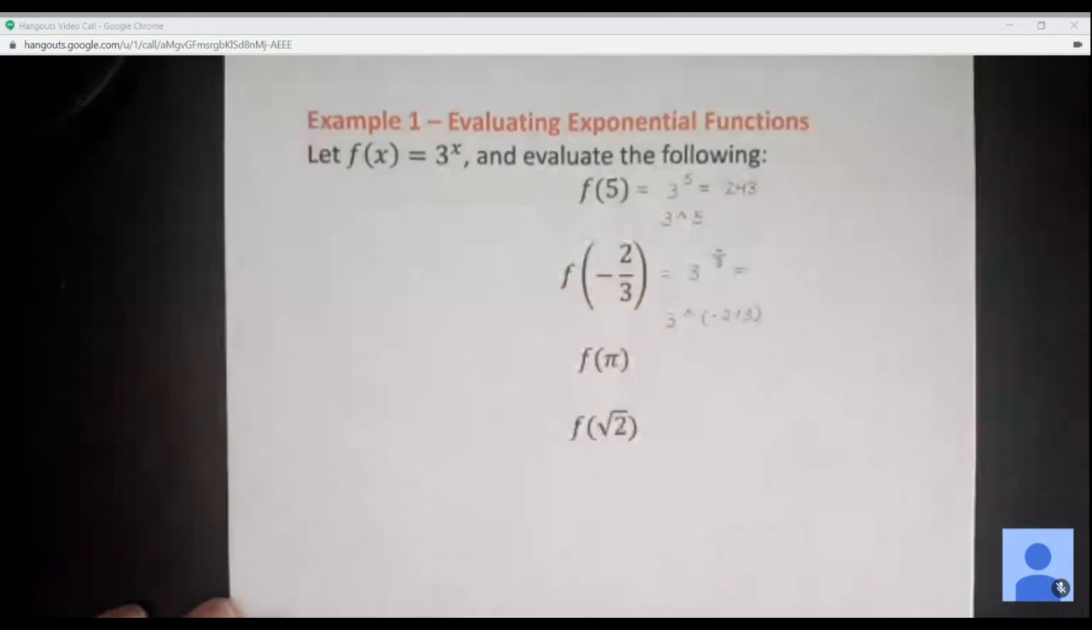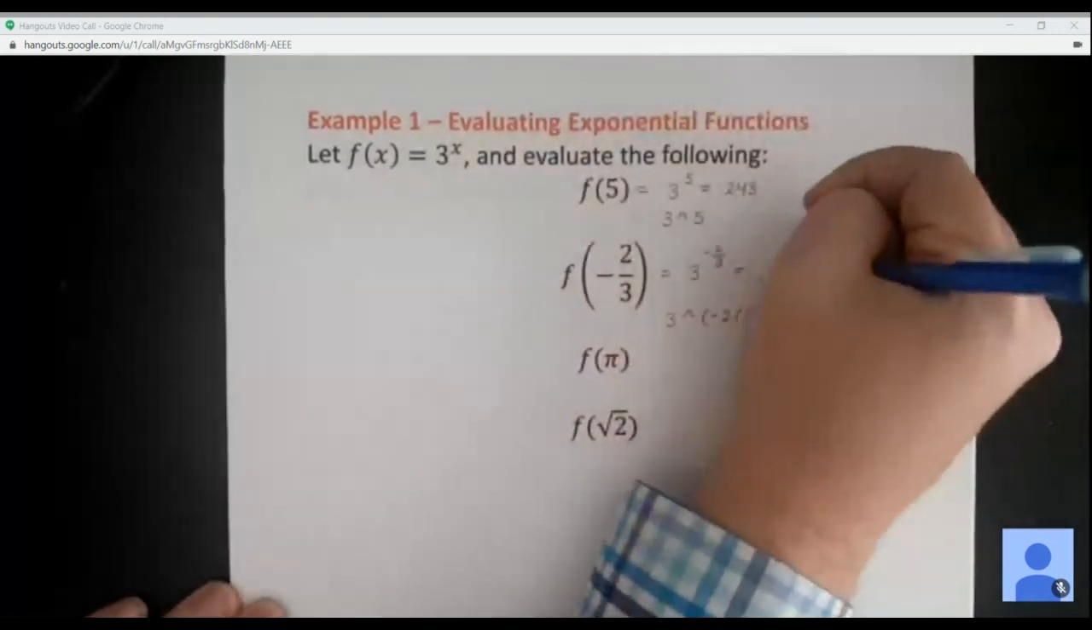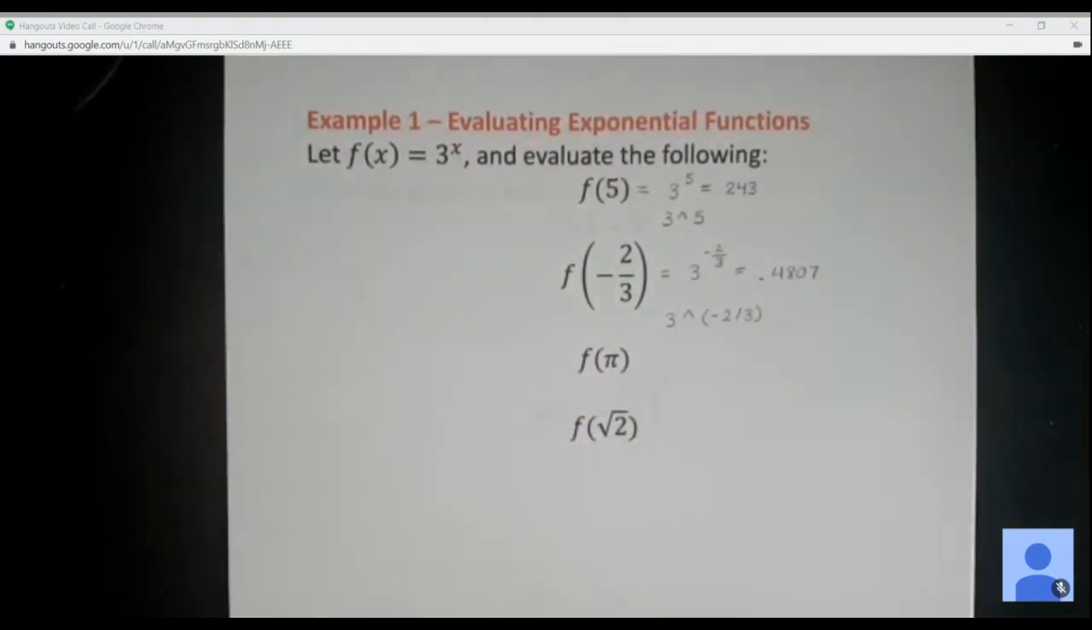Now, if we do 3 to the negative 2/3 power, we'll round that to 4 decimal places. What should that give us? Good. Okay, so 0.4807 if we round that one off. Okay. Any questions on that one now?